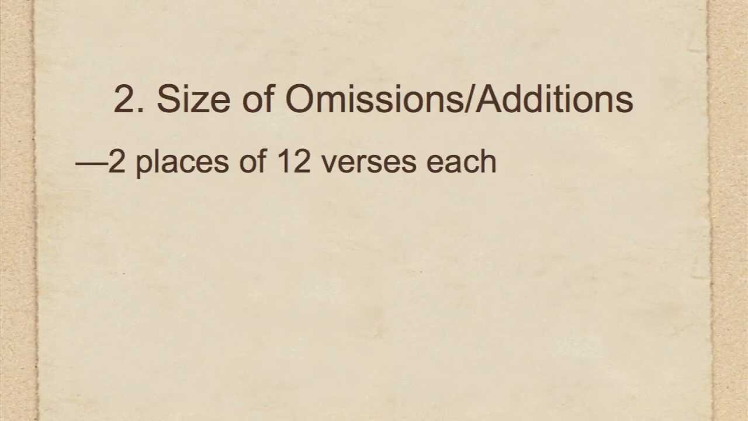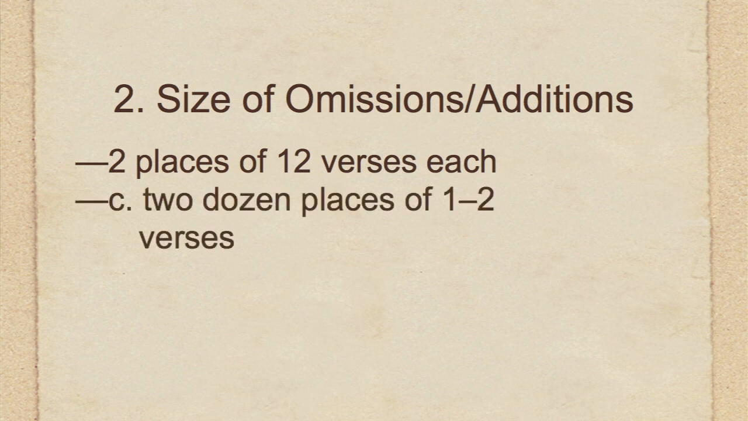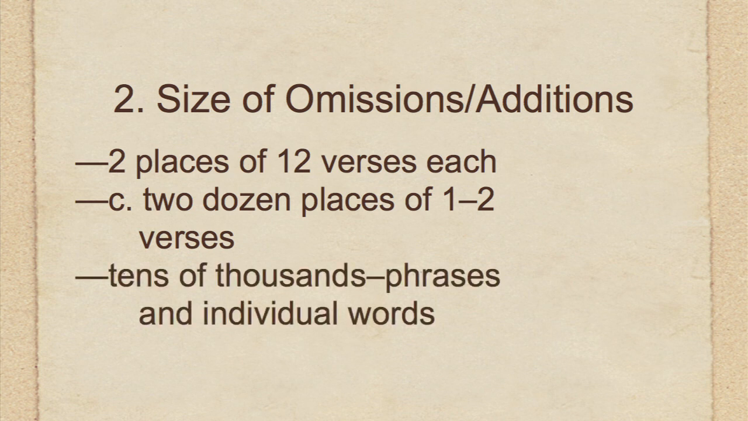Apart from those 2 places of 12 verses, the next largest textual variant that is found in English translation, in other words, the kind of variant that most students of the Bible through translation know about, is only 2 verses long. And then we have some that are 1 verse, so we've only got a couple dozen or so that are 1 or 2 verses, 2 places where it's 12 verses. And then we've got, after that, phrases and clauses and all the way down to individual words, and that number is in the tens of thousands, if not more, of omissions or additions at that stage.